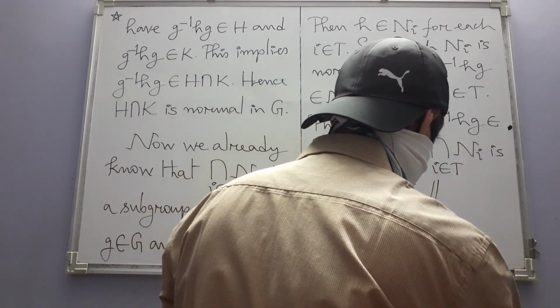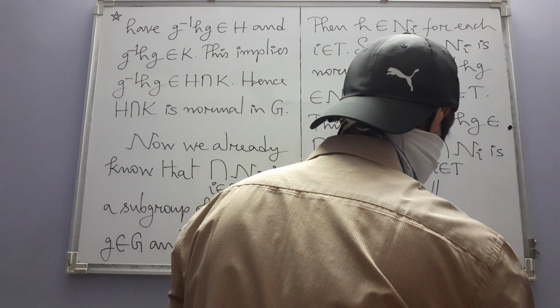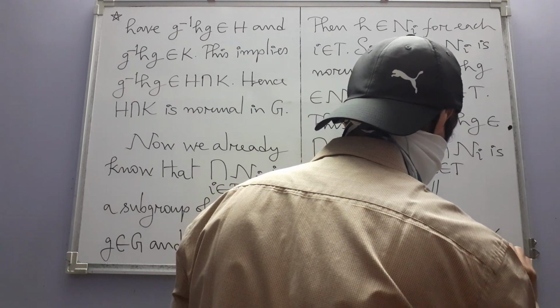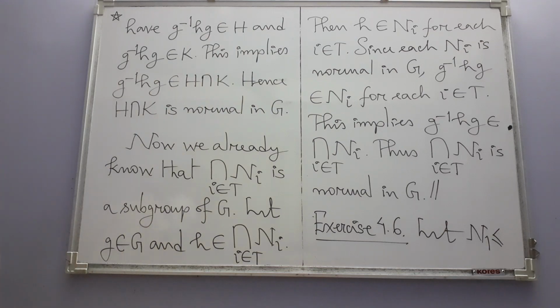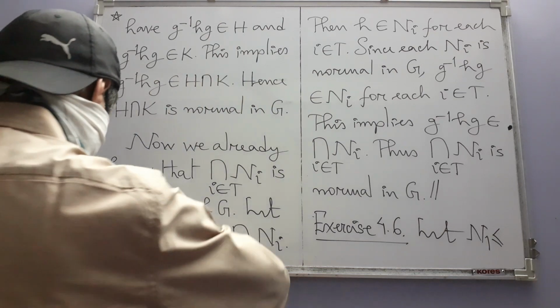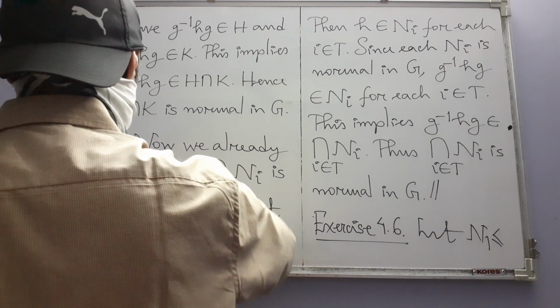Let N1 be a subgroup of N2. Here we have a sequence of subgroups.